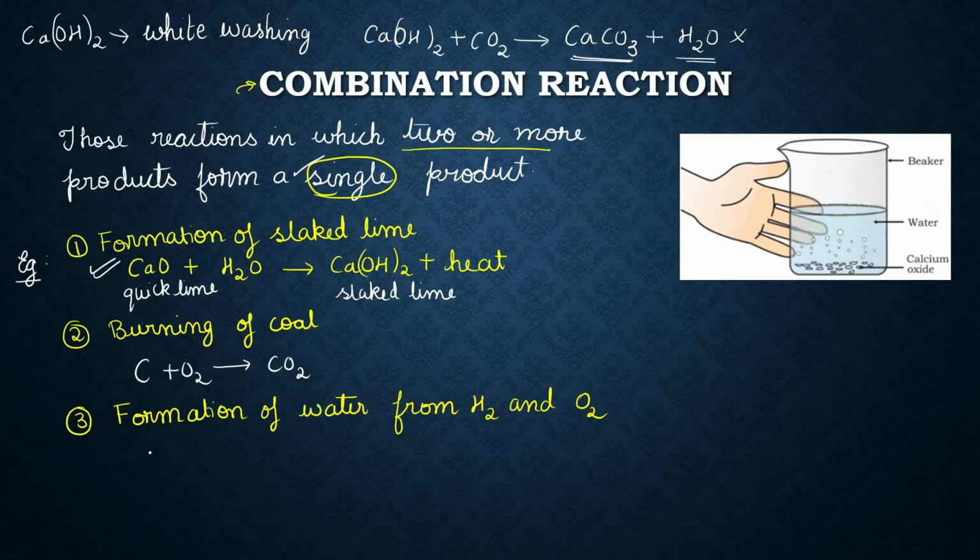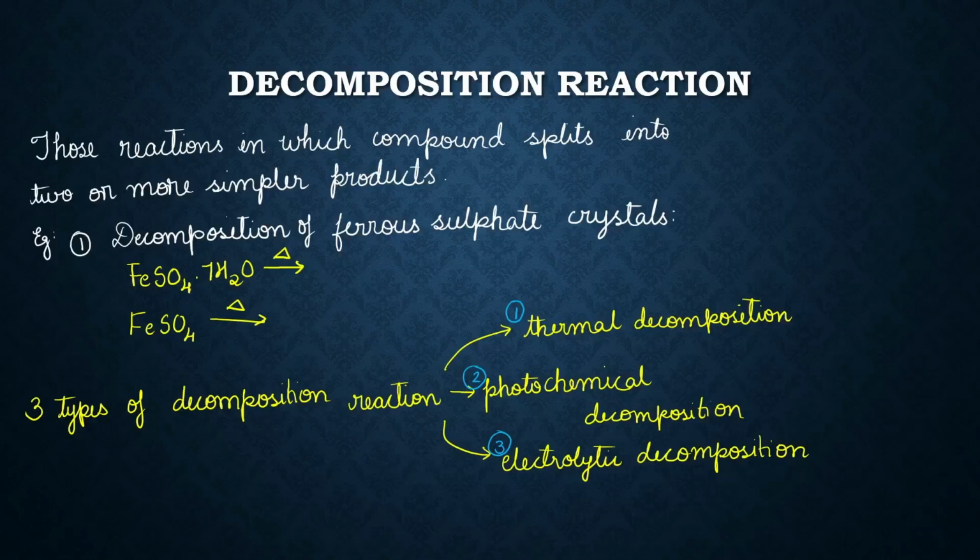Now the third example is formation of water from hydrogen gas and oxygen gas. So when H2 reacts with O2, it leads to the formation of water, H2O. Now if I balance the equation, this is the balanced form. Hope all the other equations are also balanced. So this is all about combination reactions. Now let's move to the second type of reaction, that is the decomposition reaction.